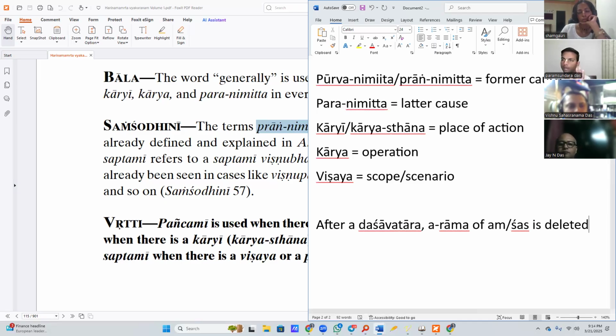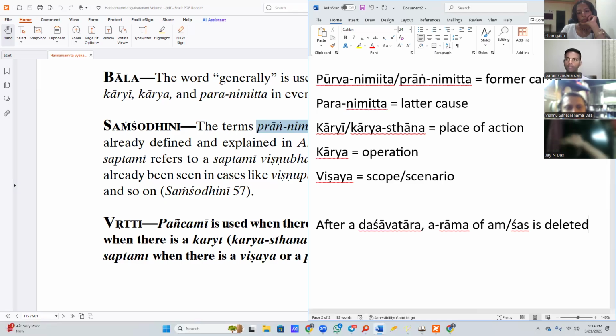Is it okay? So is there a later cause? No, there is no later cause here. It's not compulsory that all the parts will be there in each and every sutra. There is no Vishaya here. So we have three parts here: Purvanimitta, Karyasthan, and Karya.